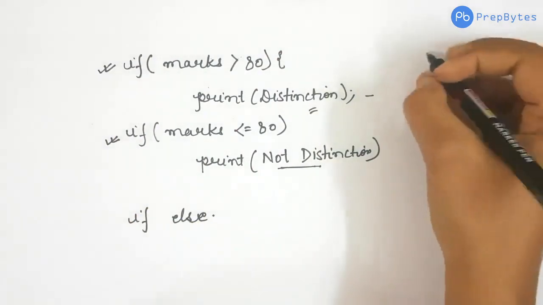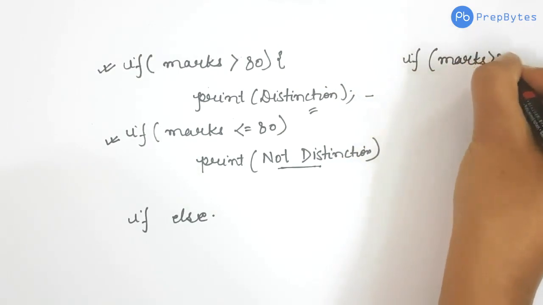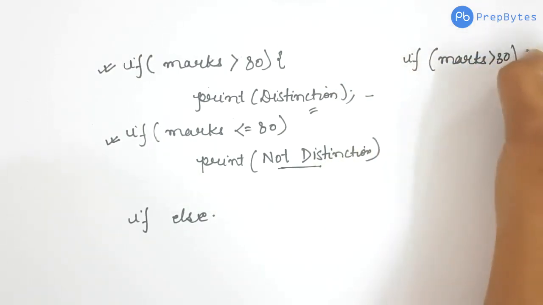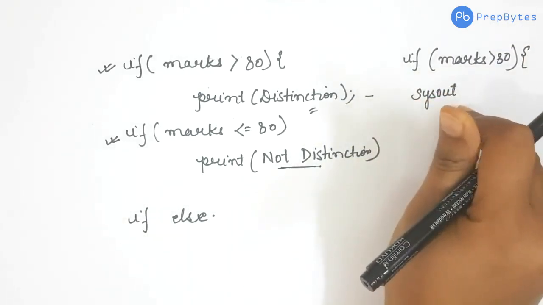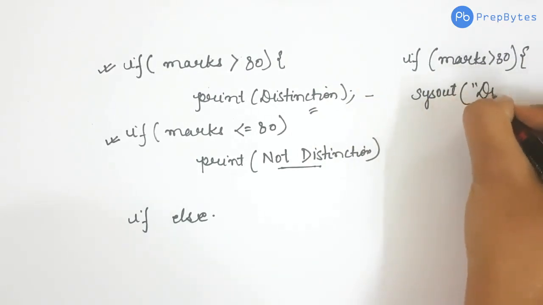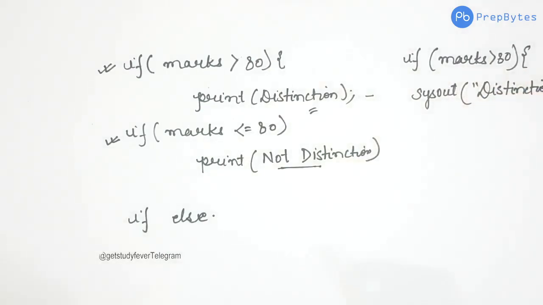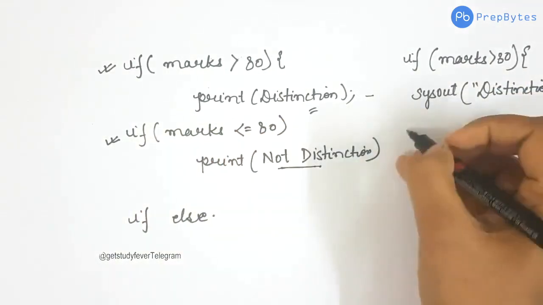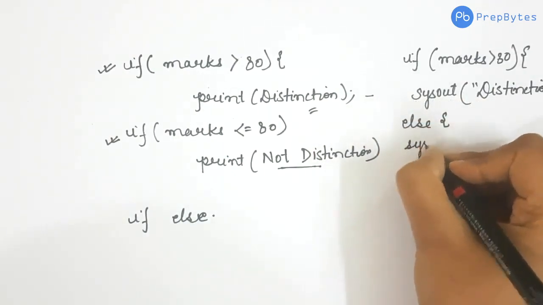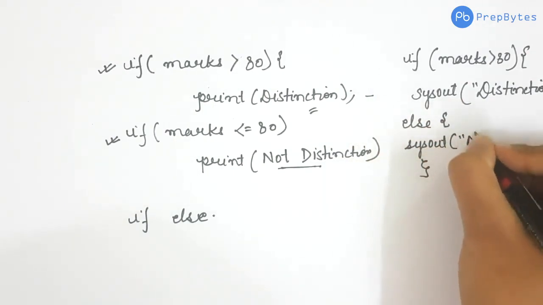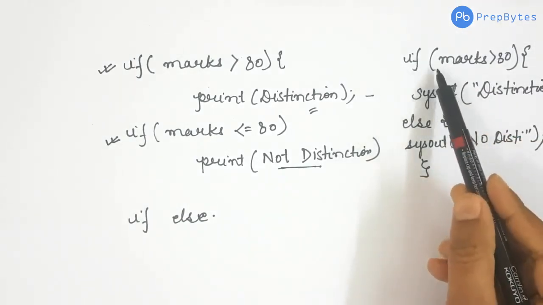What I can do is simply write if marks is greater than 80, sysout for System.out.println, I am printing distinction, and rather than again putting a condition, we can simply write else, sysout, no distinction. So this is the use case of if else.